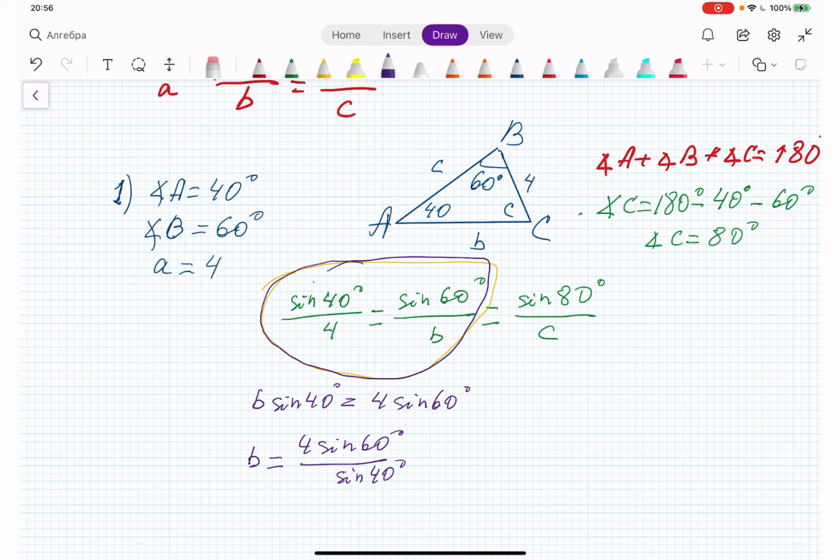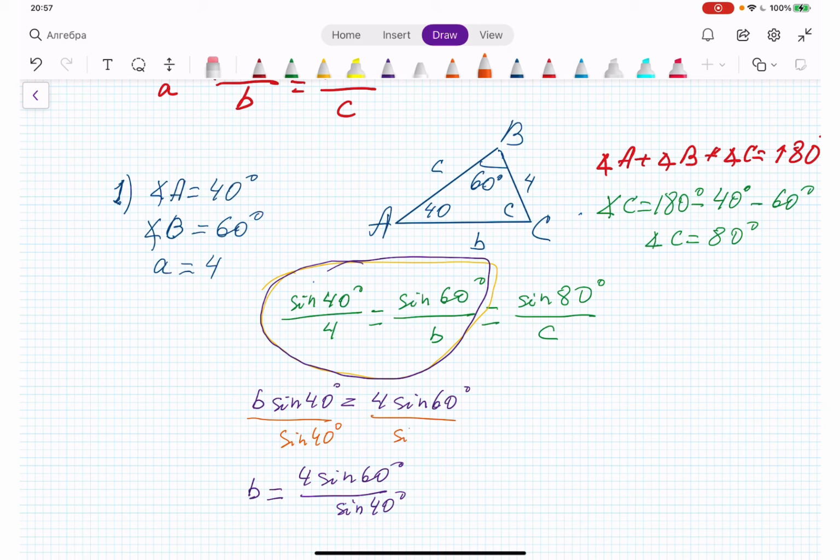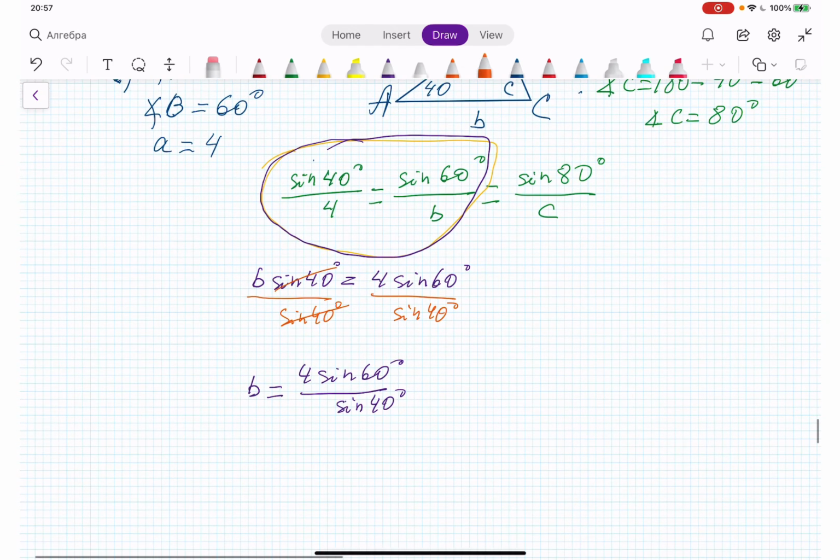Because to find b, I have to divide both sides by sine 40 degrees. This and this are gone, and we are getting the result. So we are going to use a calculator for sine 40 degrees and sine 60 degrees, and approximately you are going to get 5.39.